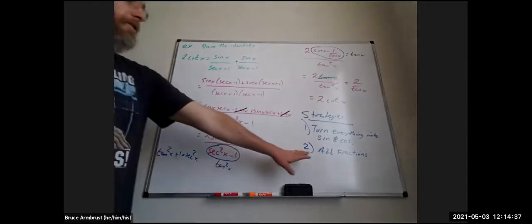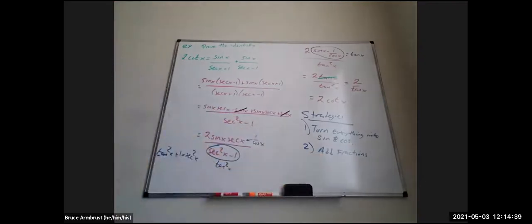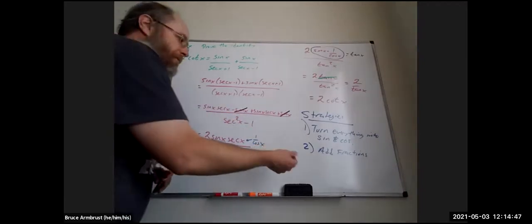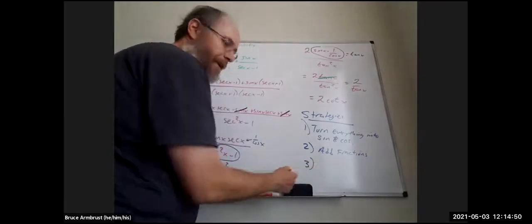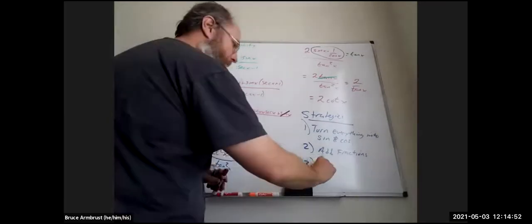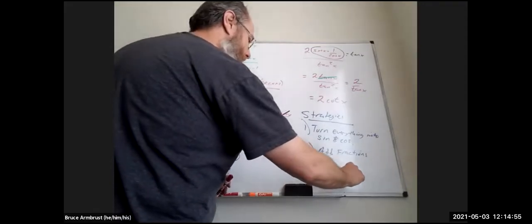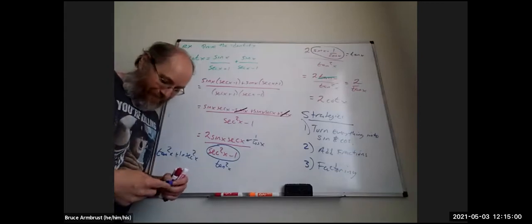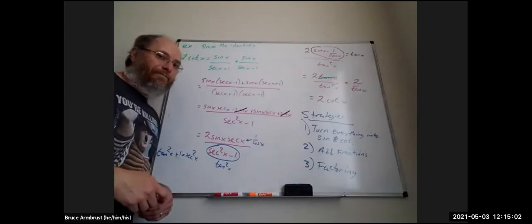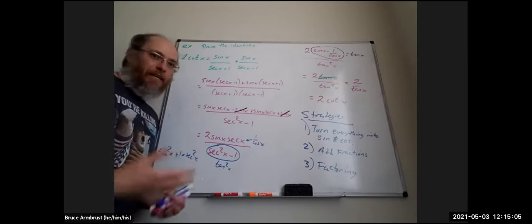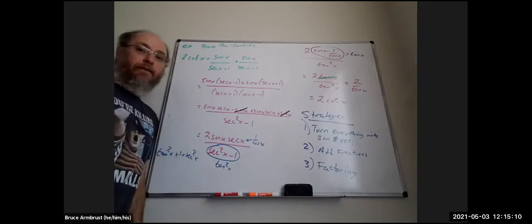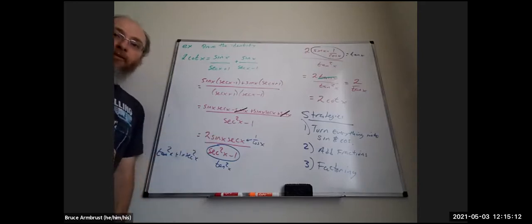All right, so there's another good strategy in general when we're trying to prove identities. Add fractions. Okay, another one. And I apologize because nobody likes this one. Factoring. Sometimes factoring is the key to being able to do one of these identities. And let me show you an example.